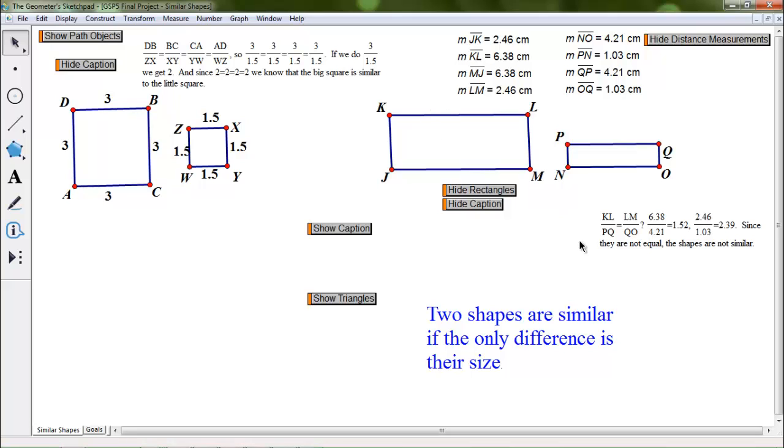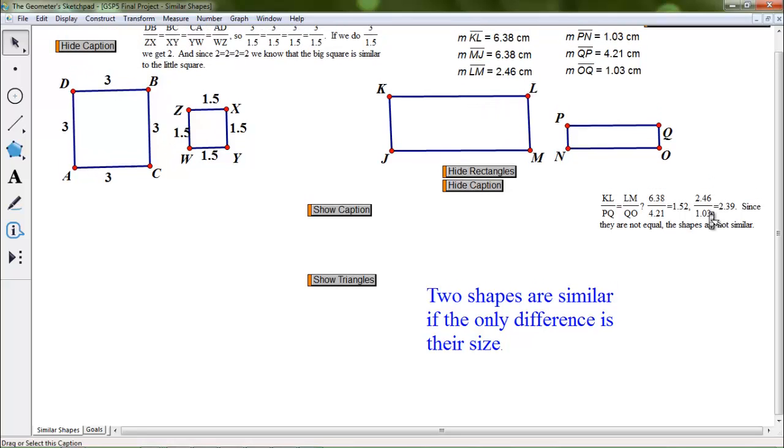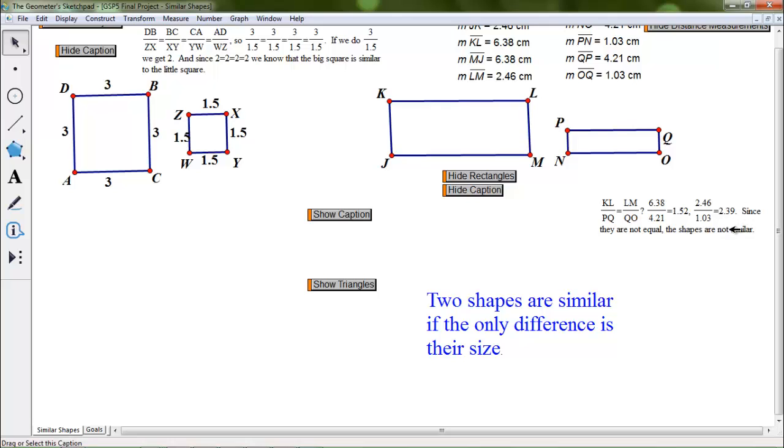So we did the equation. We have KL over PQ equals LM over QO. KL, like we said, was 6.38 centimeters, and PQ is 4.21 centimeters, which equals, when we divided, 1.52. Now, LM was 2.48 centimeters, and QO was 1.03 centimeters. Well, that equaled 2.39. So we see 2.39 does not equal 1.52.